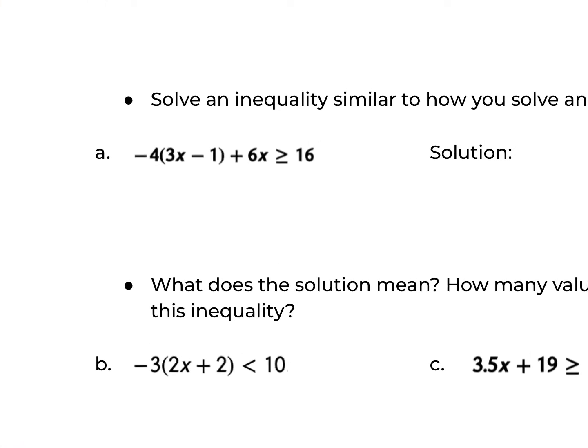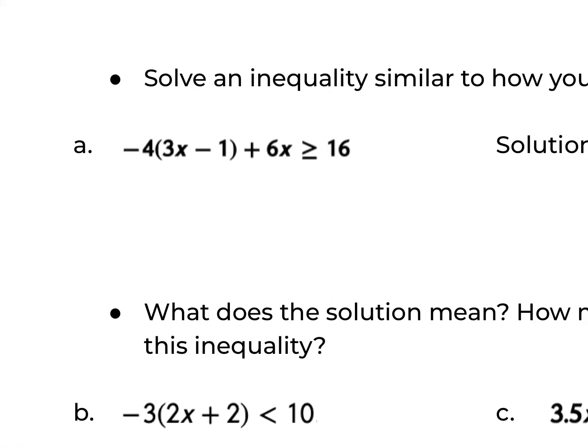So let's go ahead and talk about this first inequality. We have negative 4 times 3x minus 1 plus 6x is greater than or equal to 16. So again, the big difference between inequalities and equations is that inequalities use what we call signs of inequality. We have greater than or equal to, and less than or equal to, whereas with an equation, we use the equal sign, meaning both sides are equal to each other. However, in an inequality, typically that's not the case.